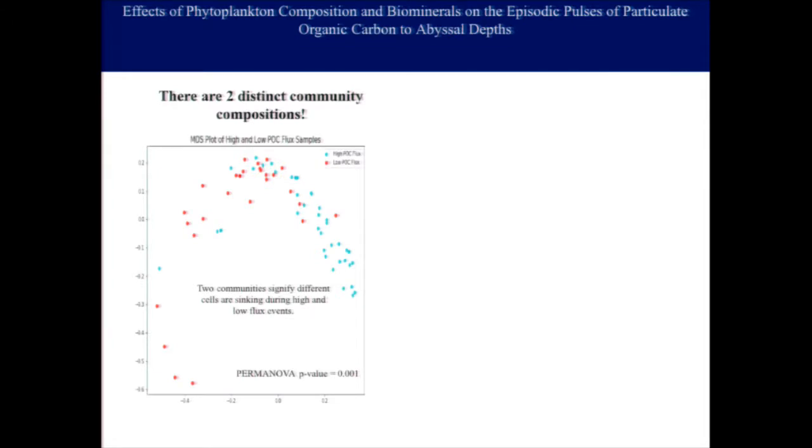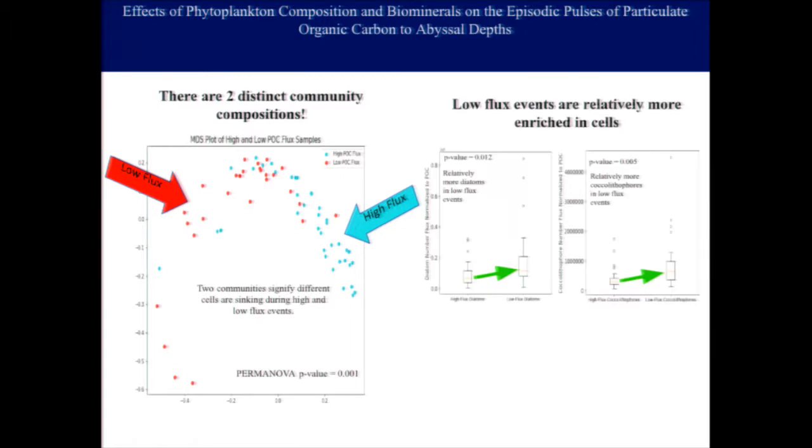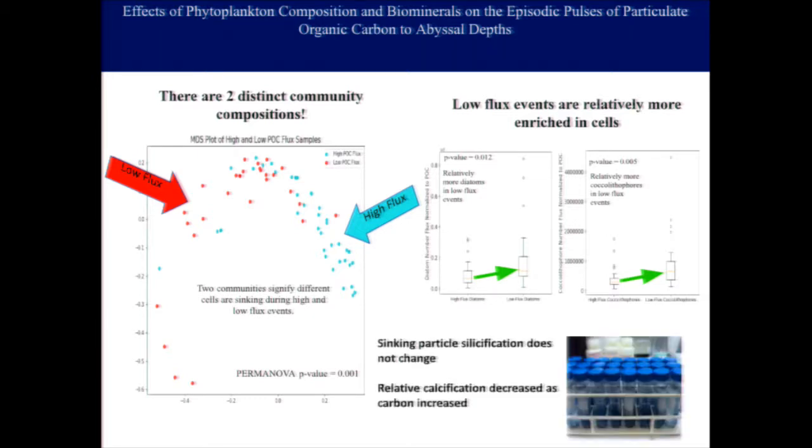Some results I found were that there were two distinct community compositions within the high and the low flux. The red is the low flux and the blue is the high flux. But when I look at the cell composition, I find that the relative cells are higher in the low flux events than in the high flux events. And when looking at biominerals, the sinking particle silicification doesn't change between the high and the low fluxes, and the relative calcification decreases as you increase POC. I'd be happy to go into more detail at my poster, and thank you.